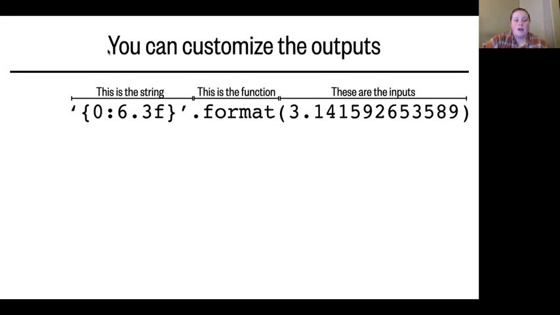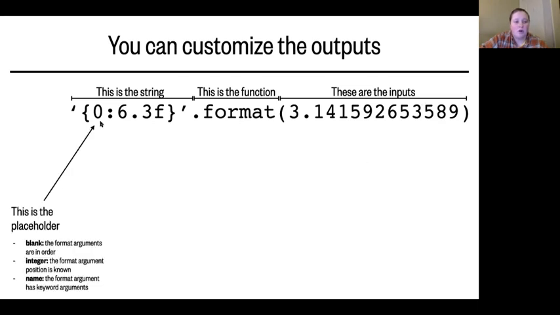So let's talk about more of how we can actually customize those outputs. This is the basic format of our function where we have a string, we have the function format, and then we have some input there. Now, this is the placeholder, or whatever you're actually going to be putting in there. It can be blank if your inputs are in order. So if, say, we had T and then RH, and they were in order, it can be blank. It can be an integer if you want to just use the positional arguments. And it can be a name if you're using the keyword arguments. So in this case, I'm using an integer because it's just the thing in the 0 position here.